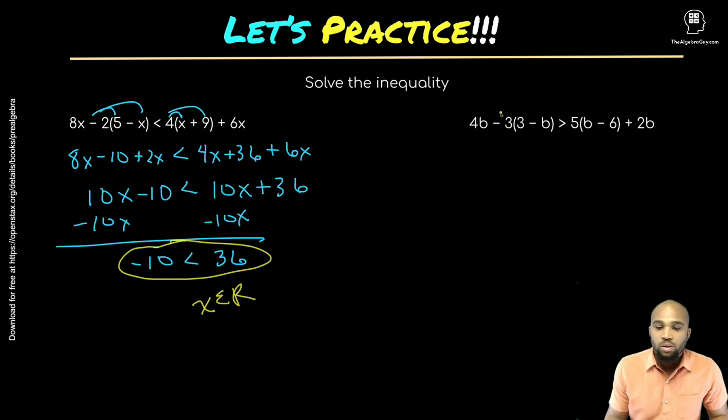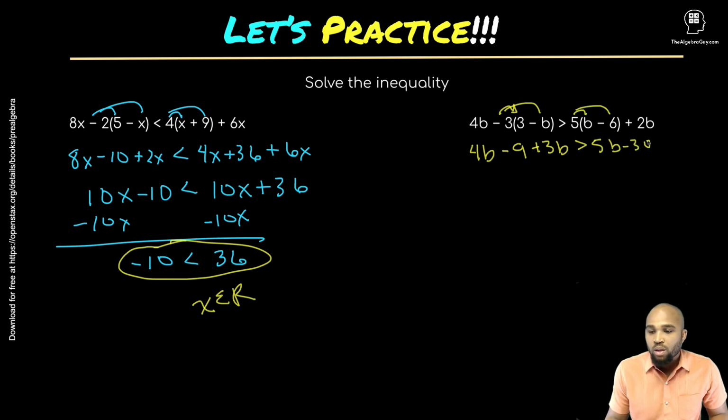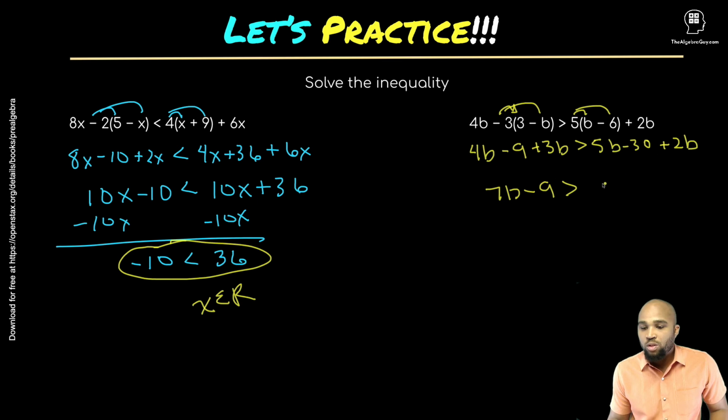All right, let's jump to this last problem before we get to our star problems. 4b and we've got negative 9, distribute here. We get a negative 3, I'm sorry, positive 3b is greater than 5b and negative 30 because we distribute here, and plus 2b. I know that looks like a 6, so I'm trying to make sure I say b. Combine our like terms. 4 and 3 gives me a 7b minus 9 is greater than, combine my like terms, 5 and 2 is 7b, and I have a negative 30.